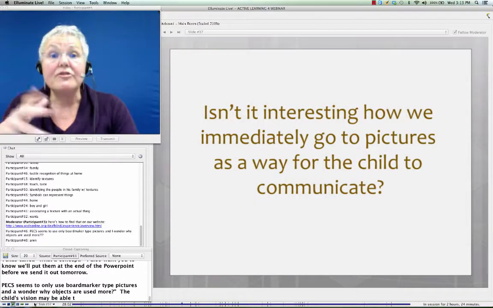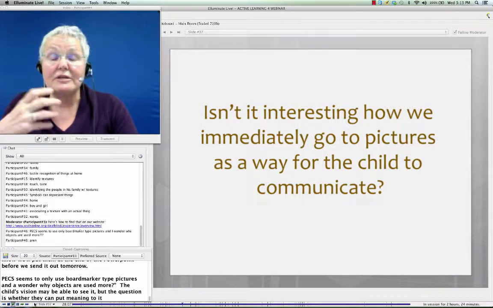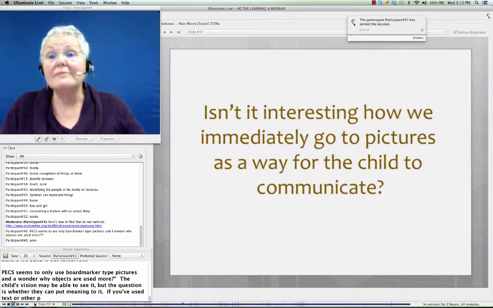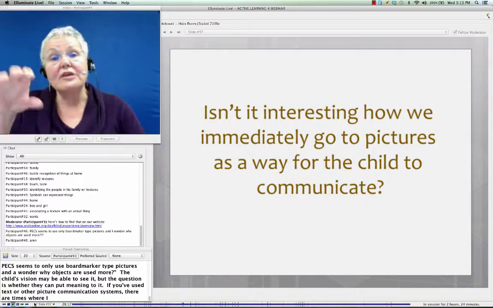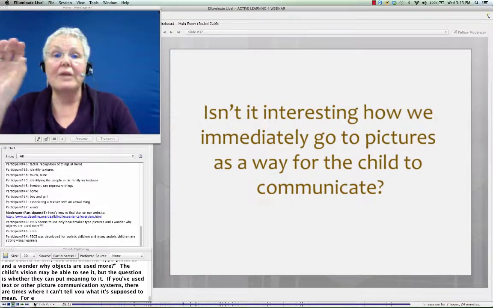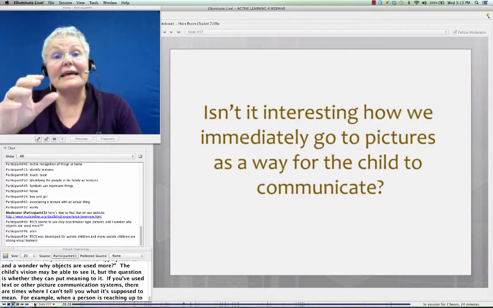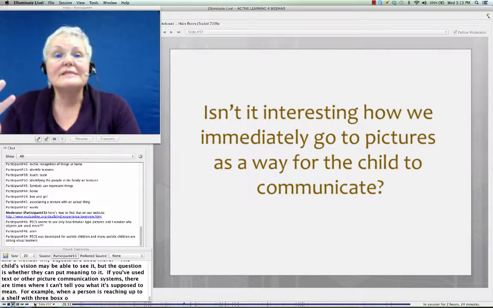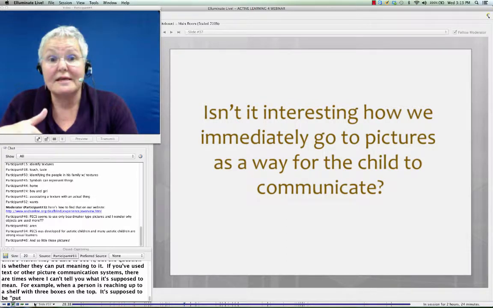And for those of us who have worked with PECS and other kinds of picture communication systems, unless there were words with it, there are times that I can't tell you what that picture is supposed to mean. I'll use the example of the one where the person's reaching up onto a shelf and there are 3 blocks or boxes or squares or something up on that shelf. And the idea is to either put or to take. It makes no sense to me, and I've got all this understanding, and it makes no sense. So we jump into pictures.